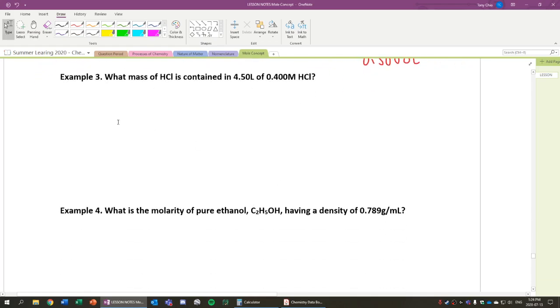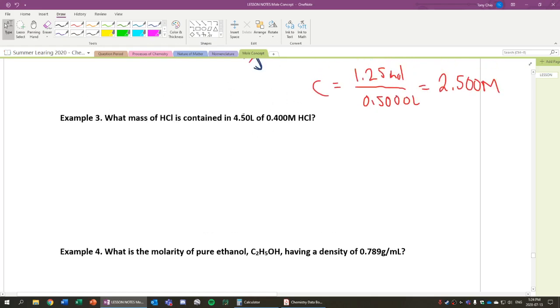Now this is the example, and the next example is something you will try to do. If you know you want to make 4.5 liters of something and you want its concentration to be 0.4 molarity, how much HCl will you need to add to make this concentration at this volume? Well, this is what you have to find. You know that C is equal to n over V.